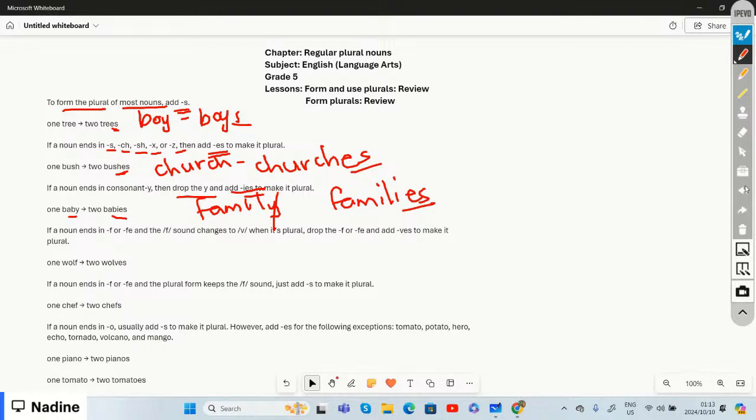And then if our noun ends with an F and the F sound changes to a V when it's plural, then we drop the F or the FE and we add VES.